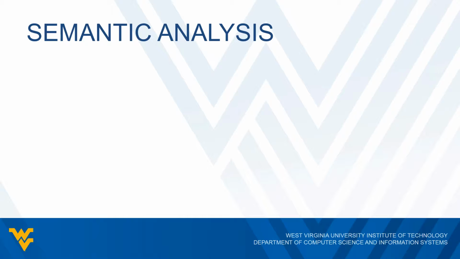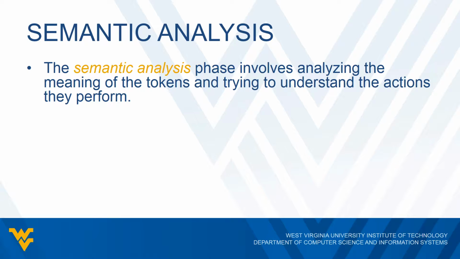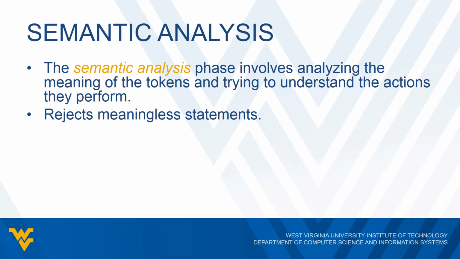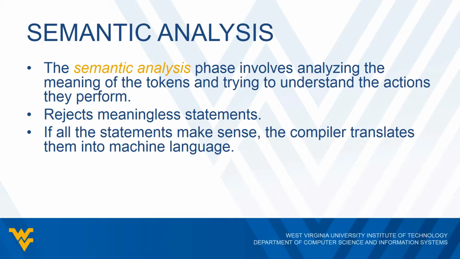The next phase of translation is called the semantic analysis. And this simply involves analyzing the meaning of the tokens, and it tries to understand the actions that the tokens are trying to perform. Now, if the statements are meaningless, then they're just basically rejected. But if all of the statements do make sense, then the compiler will translate it into machine language.